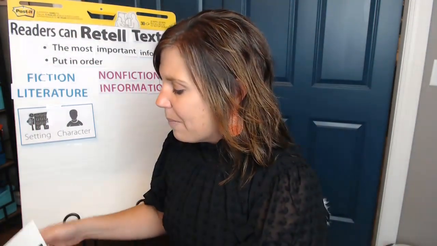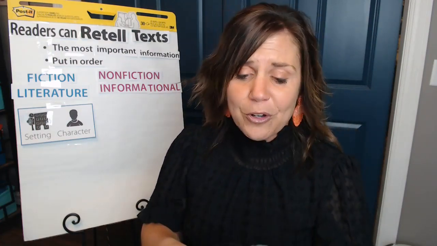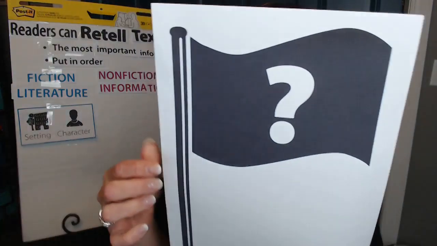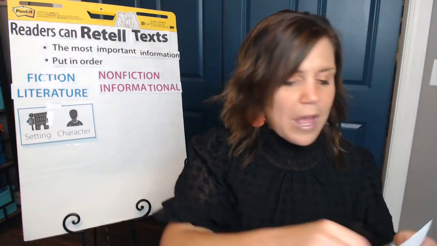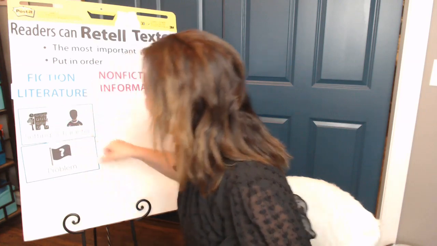And then the next part is going to be the problem. There's always a problem in the story. So I've got this flag that says, what's the problem? Right? There's always got to be a problem. Something has to happen to those characters. They want something, they need something, something happens to them and they need help, but there's always a problem. And so our flag with the question mark, like, what's the problem? That is going to be the picture that we use in our chart. And so the second part of our box of our retelling is the problem.